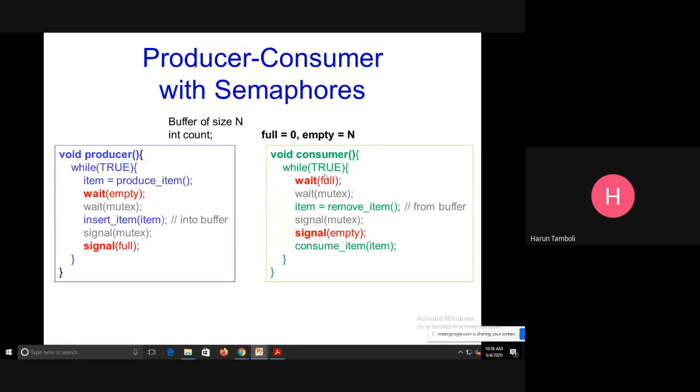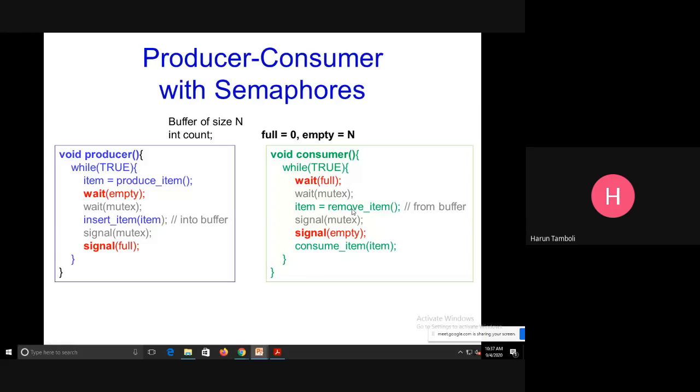Similarly, in the consumer, it will first perform the wait operation, and it will check the value for full. Then afterwards it will perform the wait operation on mutex, and then it will remove the item.